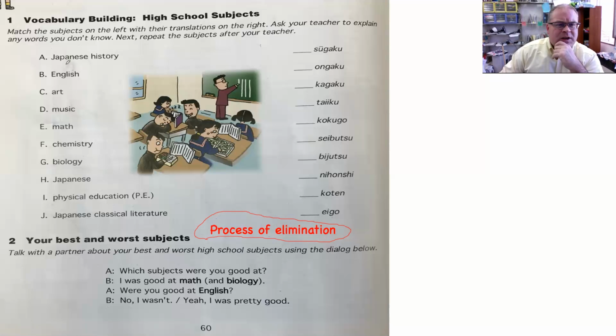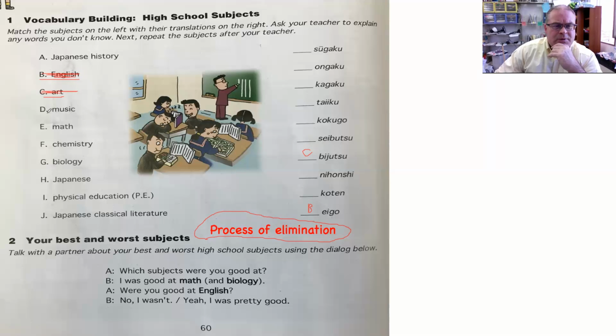So how do you say Japanese history in Japanese? I think it's Nihonshi, but I'm not sure. I'm going to come back to that. How do you say English in Japanese? Well, that's easy. That's ego. So I have eliminated English. English is gone. Okay, art. That's bijutsu. That's easy. So I have eliminated art.